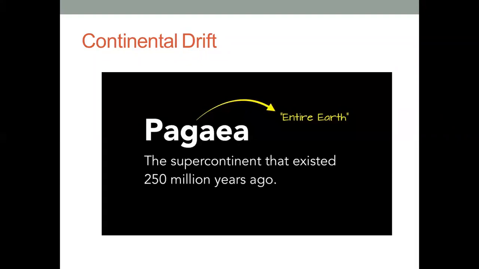So why? Because based on the 4 evidences, he came up with this conclusion. Before 250 million years ago, there was a supercontinent, which he named Pangaea. Pangaea means the entire earth. So all the continents were present in one place, which is called Pangaea, that existed before 250 million years ago.